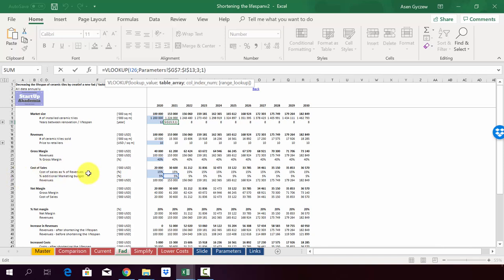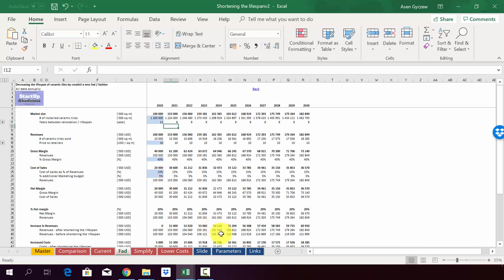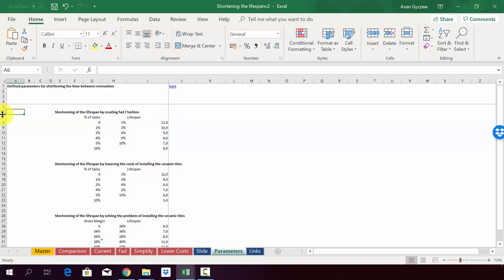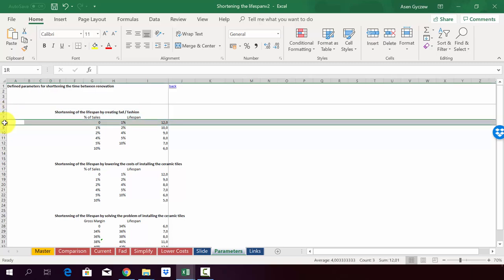And for the other, it takes the other types of costs or changes in the gross margin. And this is based on what we have created in the sheet parameters. We have created there something which is called a reaction path. So for example, for the shortening of the lifespan by creating a fashion fad, we defined what will be the time between the renovation, so the lifespan of the product, depending on how much we spend on marketing.